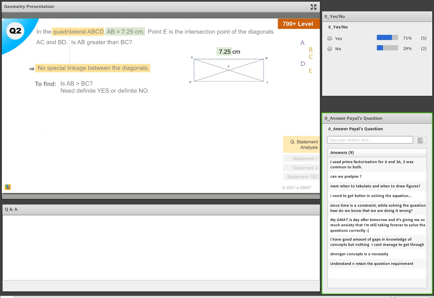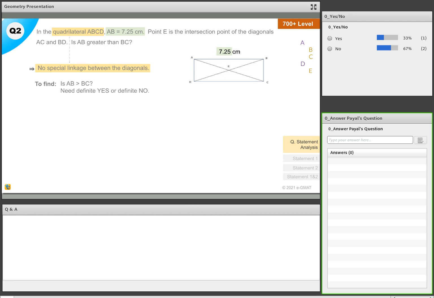So what you're given is a quadrilateral. Now for a quadrilateral, what you need is: point E is the intersection point of the diagonals AC and BD. Is AB, which is one of the sides of this quadrilateral, greater than BC? So that's what you need to figure out. Now, how many of you assumed that this quadrilateral is a rectangle? Some of you did. So you made an incorrect assumption. This is not a rectangle. It may appear to be, but it's not a rectangle, okay?